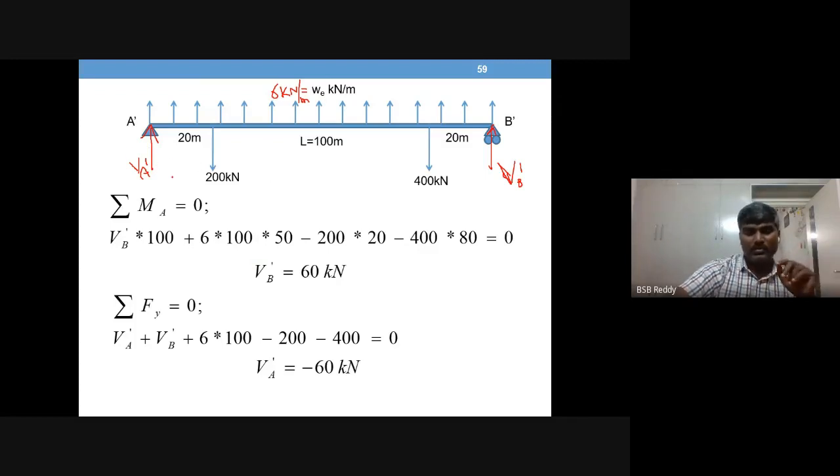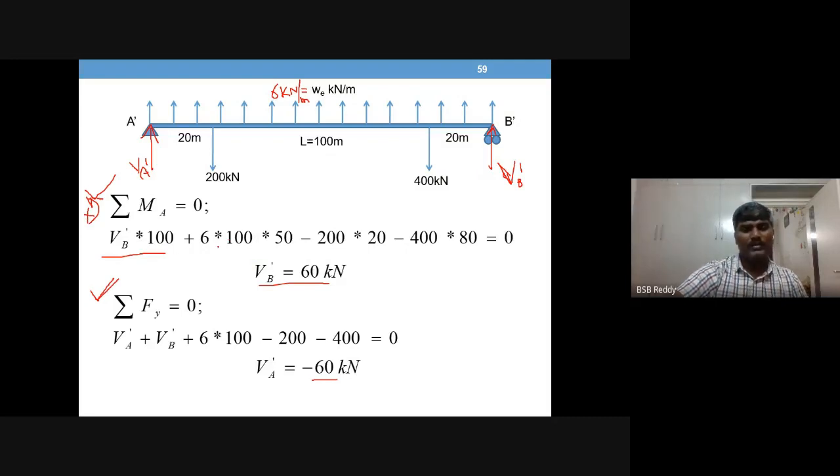So it is only enough to use just two equations to get VA dash, VB dash. That's all. The two equations are one moment equation and one force equilibrium equation. It is simple. If you take moment at A, you will get the VB value, and if you take sum of vertical forces zero, you are going to get the VA dash value. That's it.